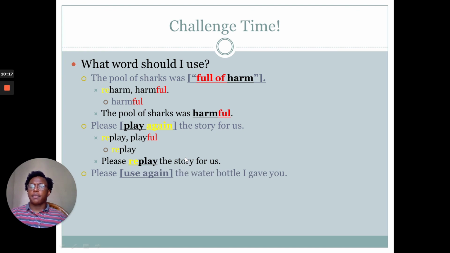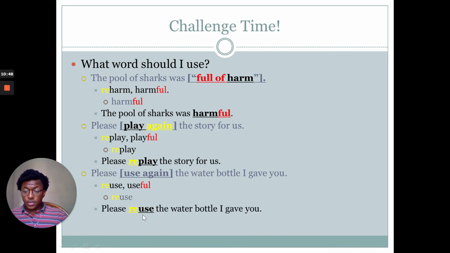Let's look at one more example. Please use again the water bottle I gave you. Am I going to use reuse? Please reuse the water bottle I gave you? Or useful? Please useful the water bottle I gave you. Please reuse the water bottle I gave you. And reuse means to use again.